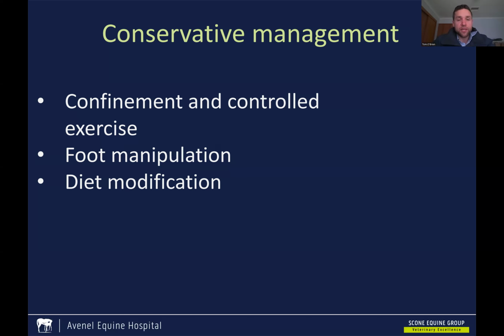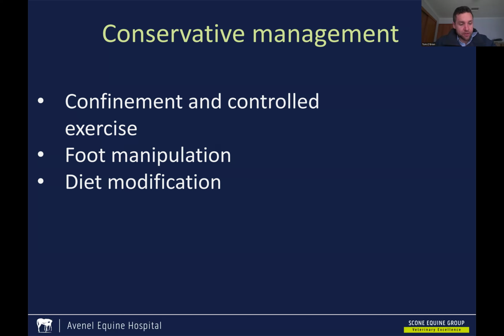And then foot manipulation is really important. We know that foals with angular limb deformities wear their feet abnormally. And so trying to maintain appropriate hoof balance is crucial in these foals. And that needs to be implemented as early as possible to some degree, and consistently as well.